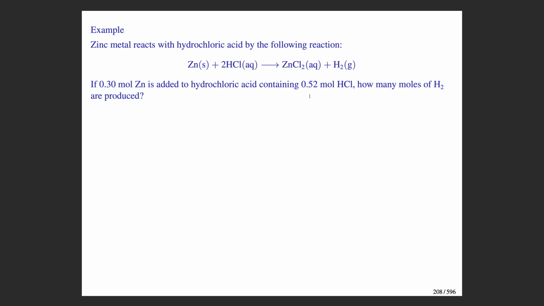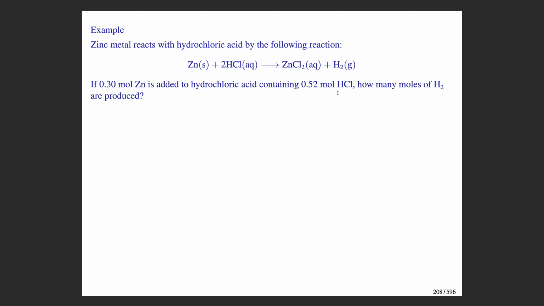At this point, we don't know which one it is. And so what we need to do is to calculate what is the theoretical yield coming from the zinc, and then calculate what is the theoretical yield that you could get from the HCl. Whichever theoretical yield is smaller is the true theoretical yield. Okay, so let's work this problem out.